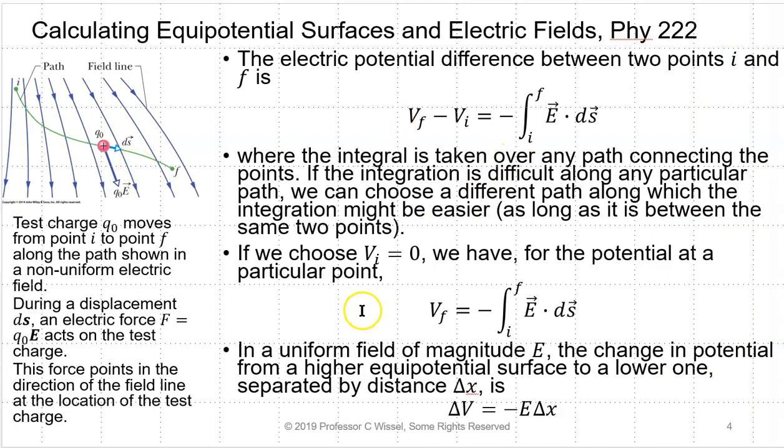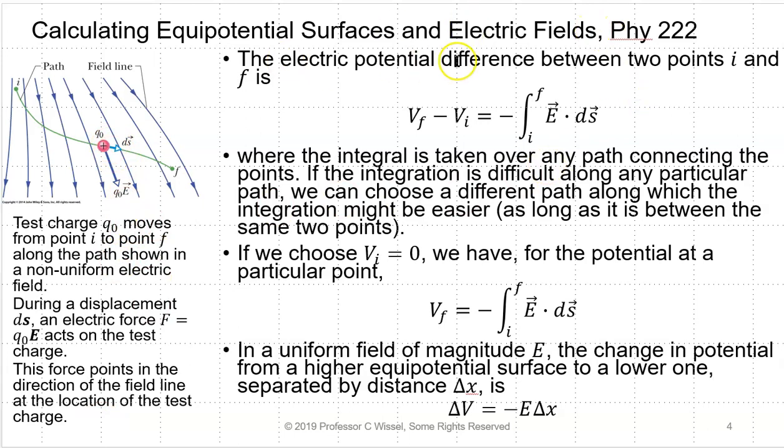Okay, so we have a group of field lines here. The electric field lines, so those are blue lines with the arrows on them. And we have a test charge that is moving from point I to point F along this path shown. And this is a non-uniform electric field. During a displacement ds, an electric force F equals q0 E, where E is the magnitude of the electric field, will act on the test charge. This force points in the direction of the field line at the location of the test charge. So in other words, it's here.